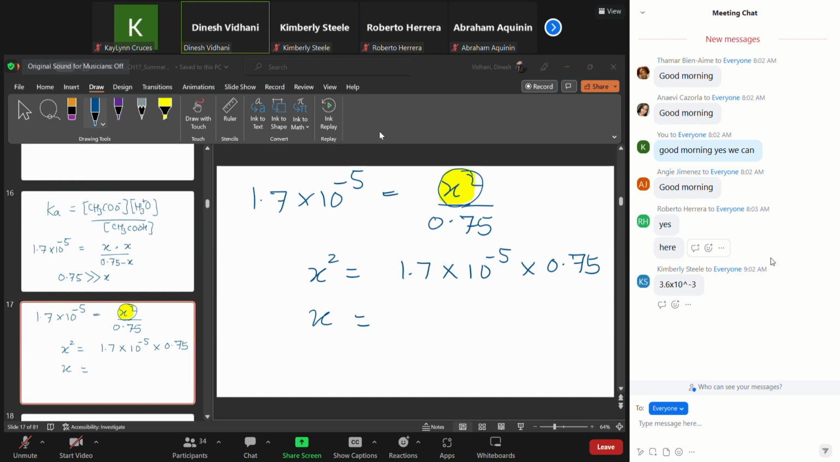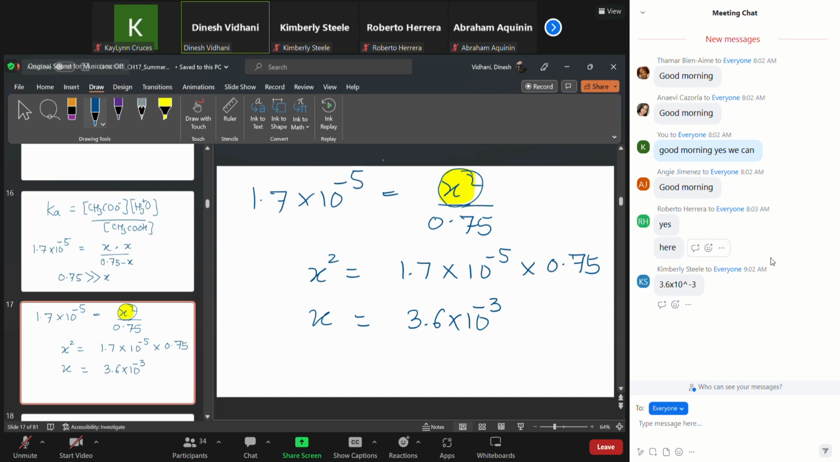So I got that, and then I multiplied that with exponent 5 minus. Yes, I'm getting the same answer as you guys. I'm getting 3.6 × 10^-3. Yes. Okay, guys. So X is 3.6 × 10^-3.